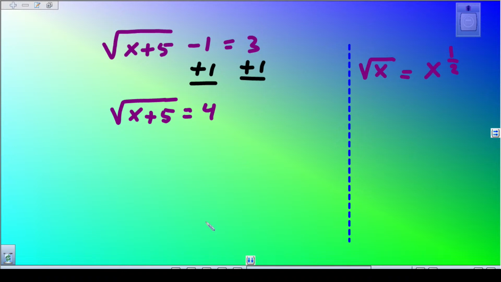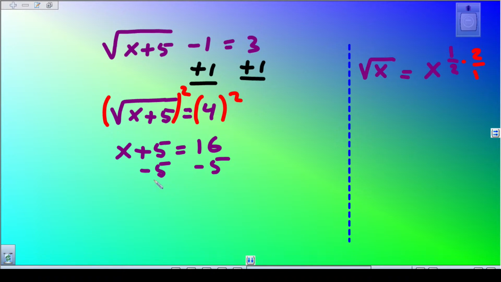And I need to get rid of the square root. So to get rid of this half, you multiply by 2, or 2 over 1. Basically, you have to square the square root to get rid of it. So that's exactly what I'm going to do here. I'm going to square this side and also square this side. When you square the square root, you get rid of the square root. So in this case, I'm going to end up with x plus 5 equals 16.